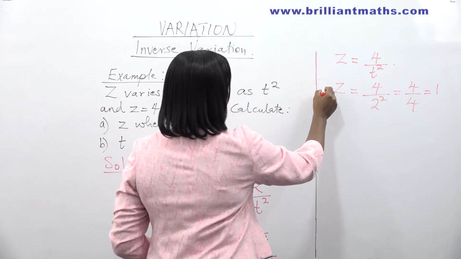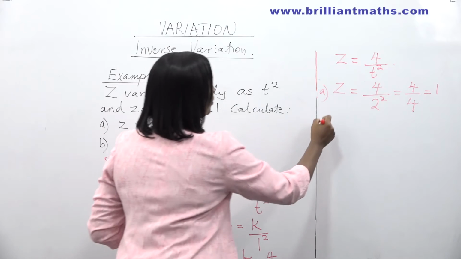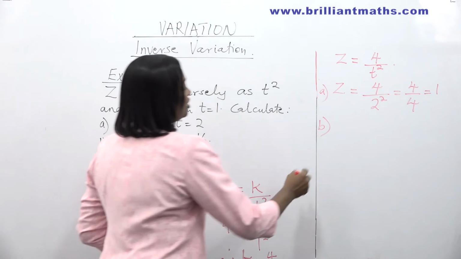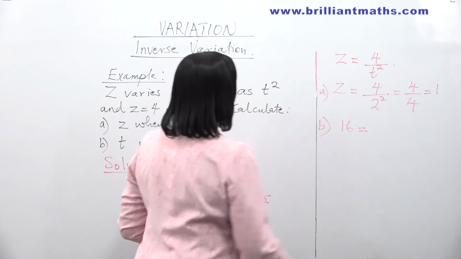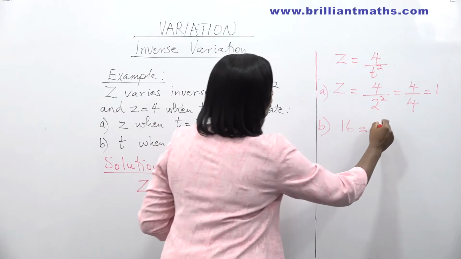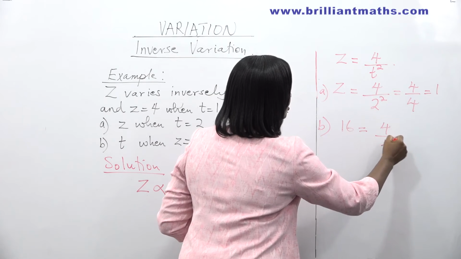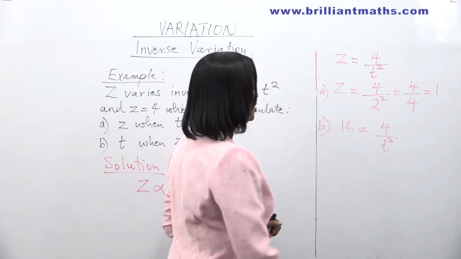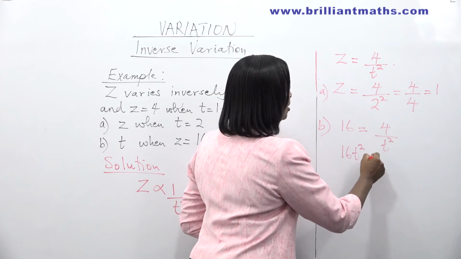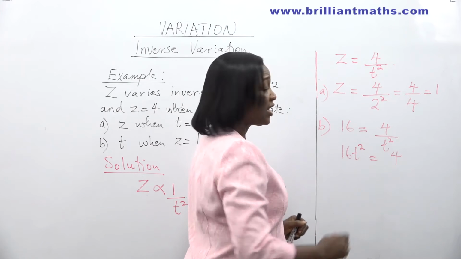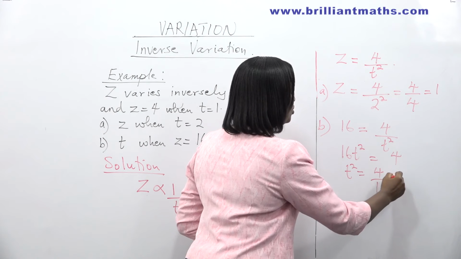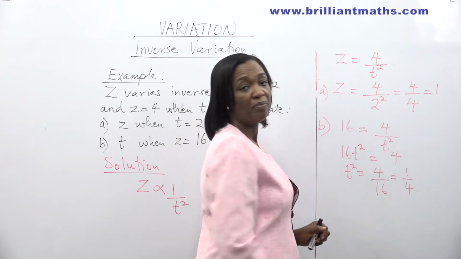That's our A. And then for B, we want to find the value of t when z is 16, so that 16 is equal to 4 over t squared. Take note of this. We cross multiply. So 16t squared is equal to 4. That means that t squared is equal to 4 over 16, which is equal to 1 over 4.